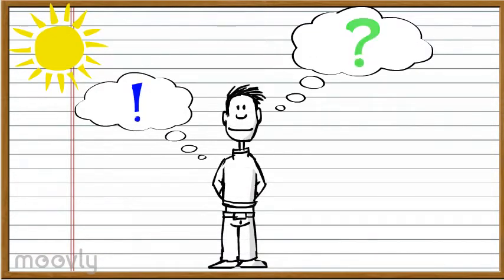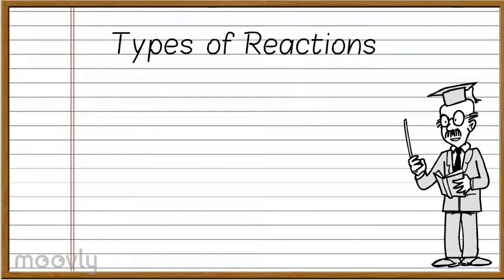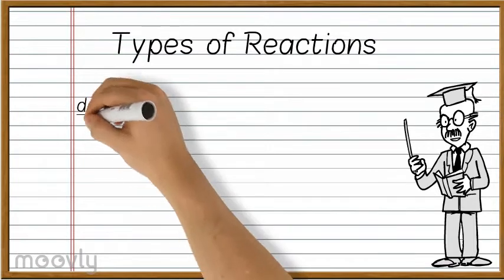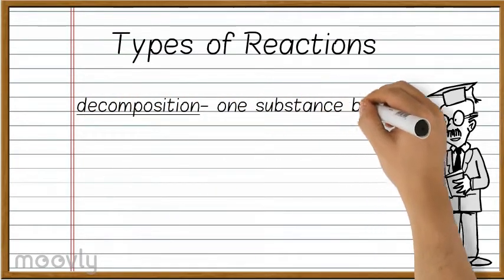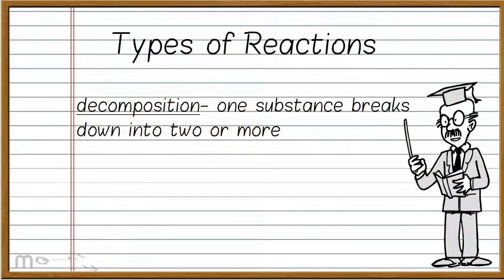Professor Cook, are there any other types of reactions? Of course there are, Jimmy. The next reaction is a decomposition reaction. This is where one substance breaks down into two. An example of this is shown by AB breaking down into A plus B.